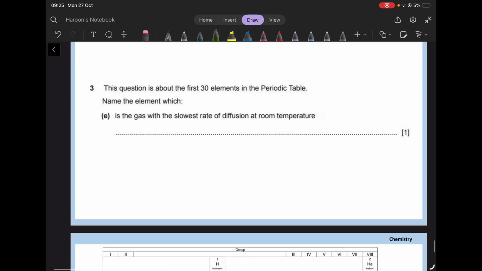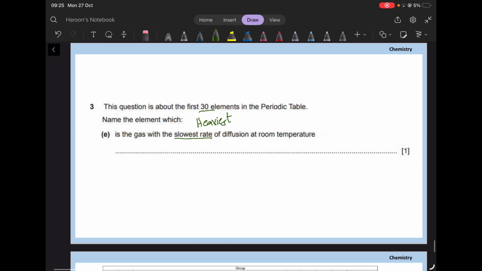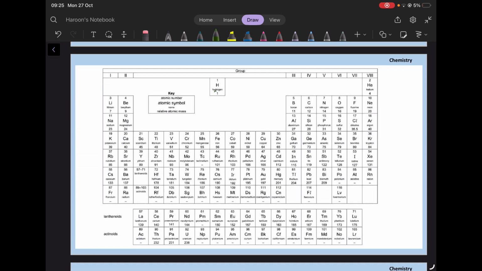Now, the question is about the first 30 elements in the periodic table. Name the element which is the gas with the slowest diffusion. So this would be the heaviest gas. Now most of the students, the first 30 elements. So let's start counting. This is one. You can see the proton numbers are written up here. These are the proton numbers, and they increase by one for every next element. So the 30th element is this element, and we know that only gases can diffuse.